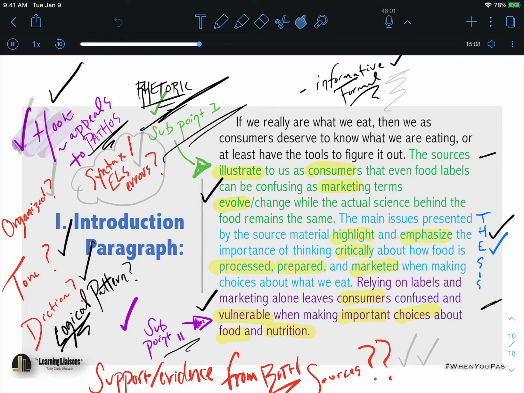So just know that thesis statements do need to be focused, clear, accurate, and maintained throughout any academic paper. But you really can go back and craft your thesis to make it fit your paper perfectly. So just always keep that in mind. So next we are going for, let's see, the tone we already said was informative, formal. Support and evidence from both sources. Yes, we do. Okay, and is this organized? We already discussed that. Yes. Syntax, errors. Okay, we'll go for this.